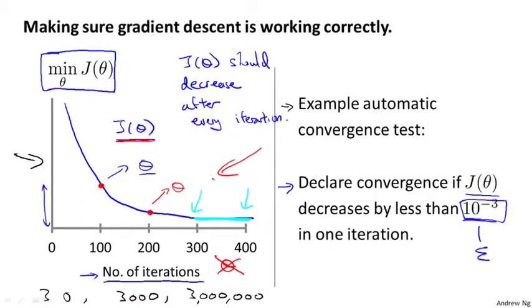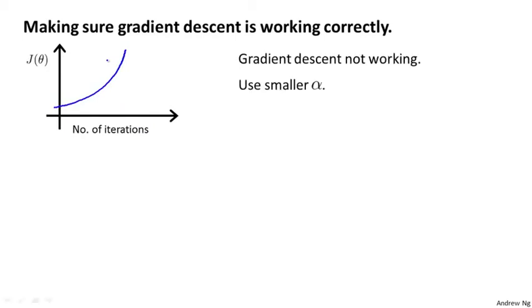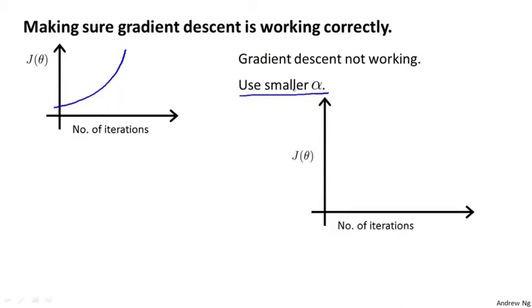Looking at this sort of figure can also give you an advance warning if gradient descent is not working correctly. Concretely, if you plot J of theta as a function of the number of iterations, and you see a figure like this where J of theta is actually increasing, that gives you a clear sign that gradient descent is not working. A figure like this usually means that you should be using a smaller learning rate alpha. If J of theta is increasing, the most common cause is that you're trying to minimize a function that maybe looks like this.